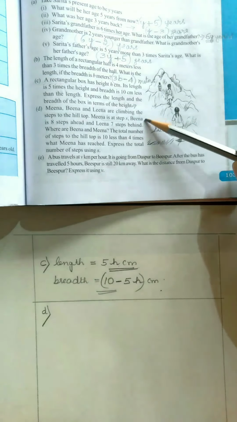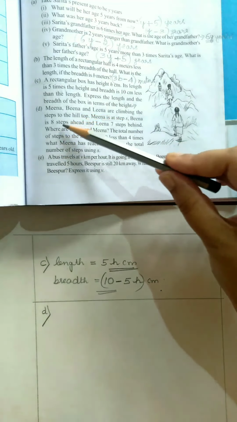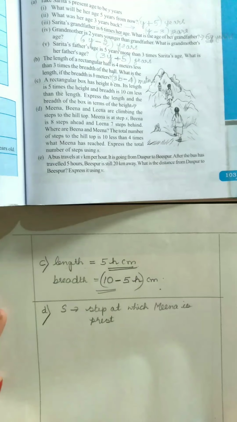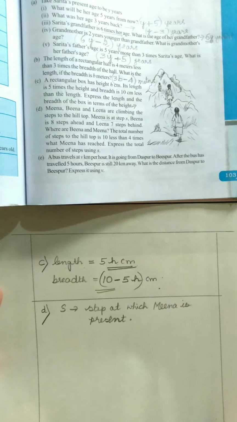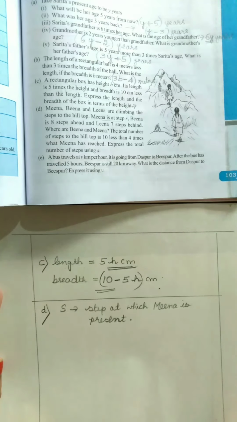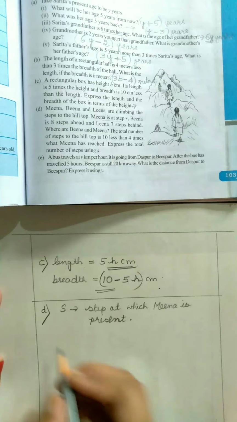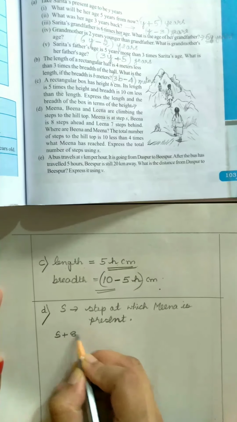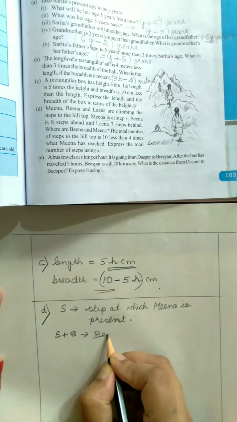Next, Beena is 8 steps ahead. Therefore, 8 steps ahead means she is in front of Meena. So, where Meena is present at the step s, 8 steps ahead means s plus 8 will be Beena's step.